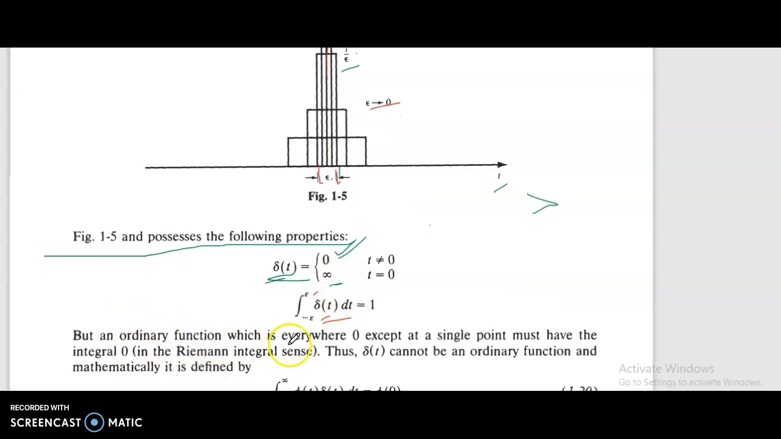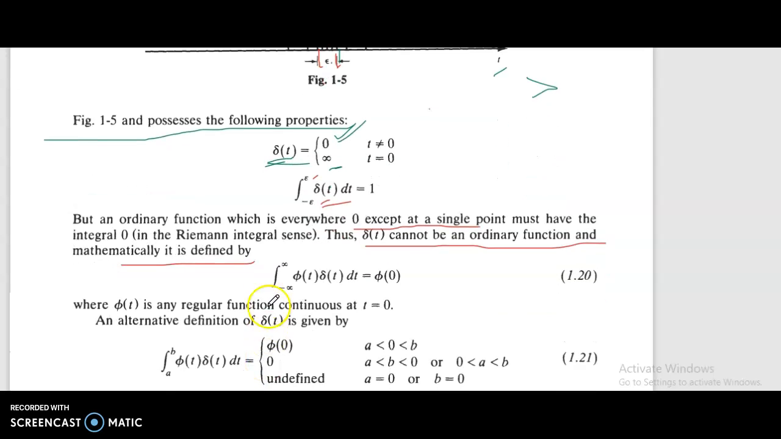But an ordinary function which is everywhere 0 except at a single point must have integral 0 in the Riemann integral sense. Thus delta of t cannot be an ordinary function, and mathematically it is defined by the integral from minus infinity to plus infinity of phi of t delta of t dt equal to phi of 0, where phi of t is any regular function continuous at t equal to 0.